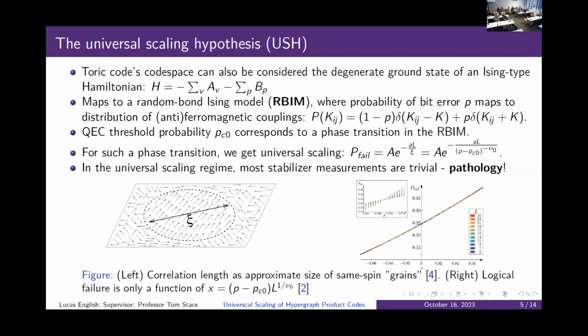That's good stuff. And so there's an empirically motivated hypothesis that you get universal scaling, similar to statistical mechanics stuff, where your probability of failure, so for the code's error correction to fail, is just a function of the length of your lattice, so the side length, divided by the correlation length, which roughly you can think of as the average same spin grain size in our Ising model.